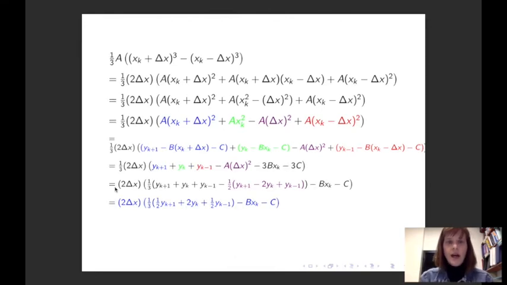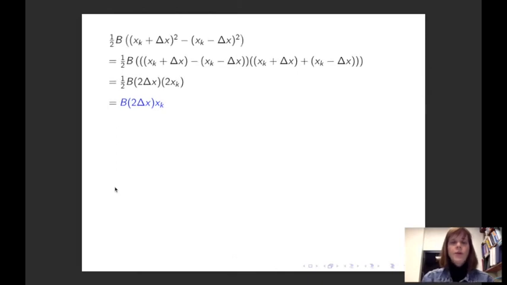Simplifying all of that, I get that the expression involving 1/3 a and the difference of cubes becomes 2 times delta x times 1/3 times the quantity 1/2 y sub k plus 1 plus 2 y sub k plus 1/2 y sub k minus 1 minus b x sub k minus c. When I work with the term involving 1/2 b, that all simplifies down to b times 2 times delta x times x sub k. And the expression involving c is just c times twice the length of the subinterval, which is delta x.